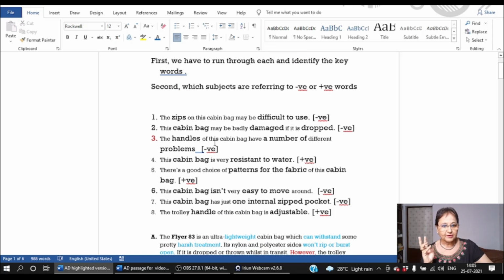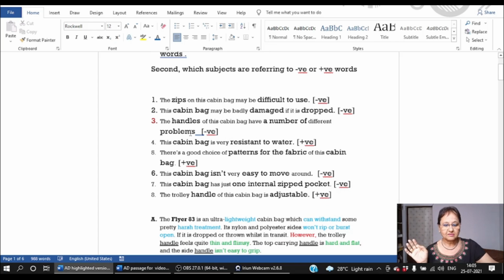Okay. And look for cabin bag and look for handle, because the paragraph is referring to 2 subjects. Right. Now if you look at number 2, cabin bag, damaged if dropped. We didn't read anything about damaged or dropped. So that is eliminated.